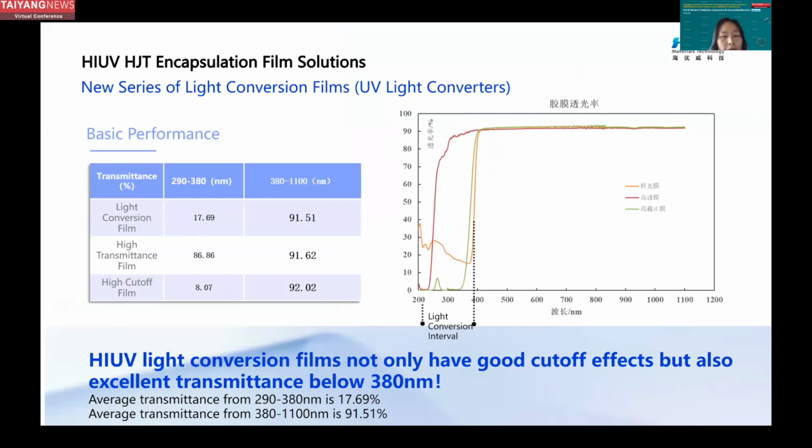Our conversion film not only has a better cutoff effect, but its transmittance in the band of 318 nanometers to 1100 nanometers can also be basically the same as the high transparent film.